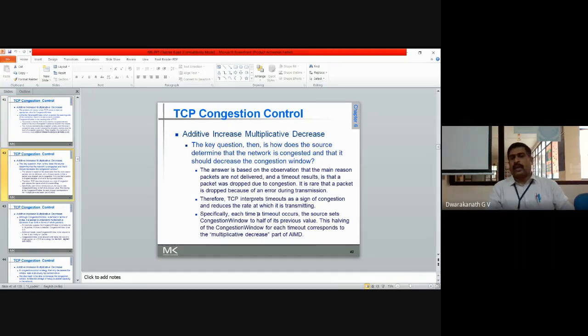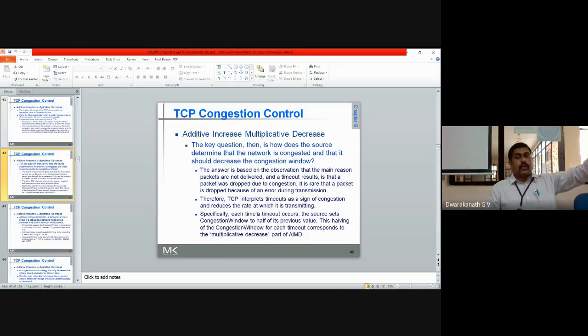Now, additive increase, multiplicative decrease: the key question is, how does the source determine that the network is congested and that it should decrease the congestion window? When should it do that? The answer is based on the observation that the main reason packets are not delivered and a timeout results is that a packet was dropped due to congestion. It is rare that a packet is dropped because of an error during transmission. So because of error, packet dropping is rare. Due to congestion, packet drop will be more common. Therefore, TCP interprets timeouts as a sign of congestion and reduces the rate at which it transmits.